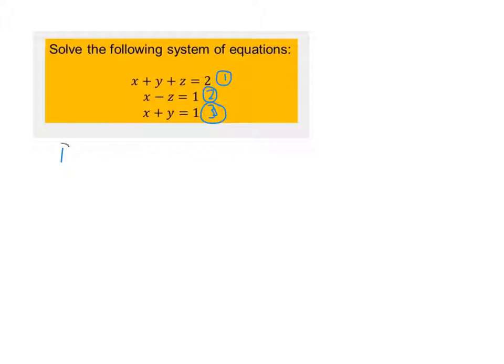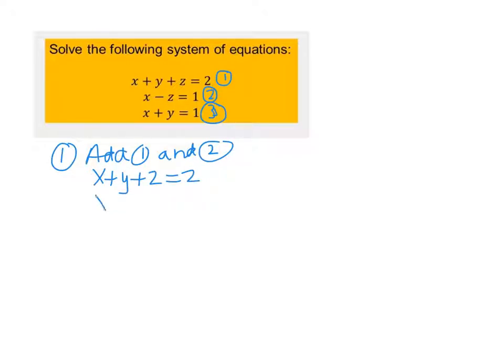So my first step is going to be to add equation 1 and 2. There's no need to multiply them by everything. They're perfect to add together now and isolate a variable. So I have x plus y plus z is equal to 2. I'm going to add it to x minus z is equal to 1. And I'm going to add those together, and what will happen is that I have 2x plus y, the z's will cancel out, is equal to 3. And that'll be my equation number 4.